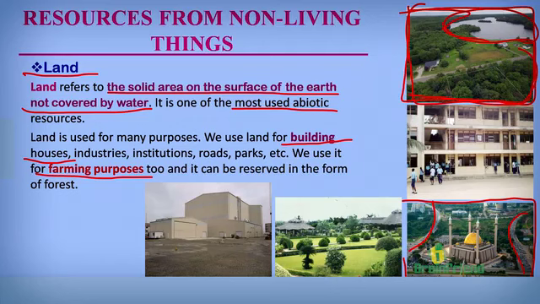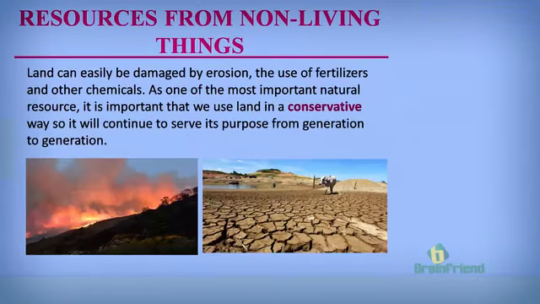Land can also be reserved in the form of forest. We say the forest is an area of land that is filled up with trees, so we can reserve land in the form of forest where trees grow, and when we need to use this land, we can go there, fell the trees, and use this reserved land. As an abiotic resource, it is one of the most used abiotic resources.